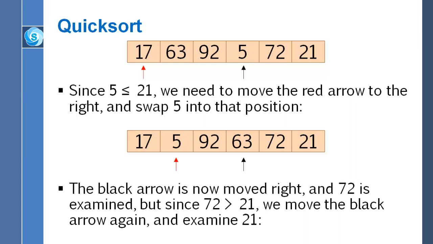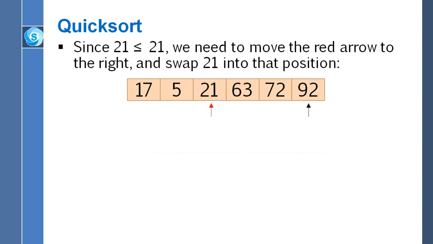Since 21 is less than or equal to the pivot, we do a swap. We'll have to advance the red arrow again and swap what's there, which is 92, with 21. Okay? So I think you see in this figure here, the red arrow was pointing to 92, the black arrow was pointing to 21, and they just got swapped.